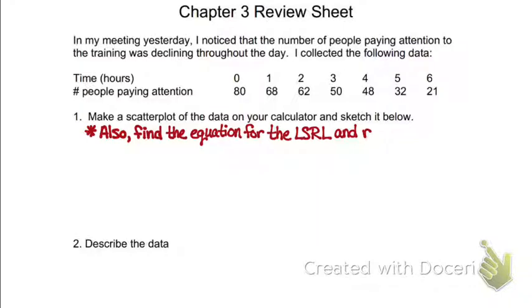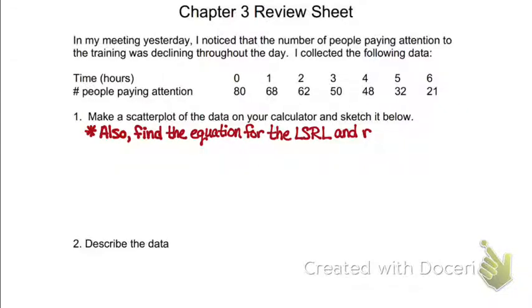In my meeting yesterday, I noticed the number of people paying attention to the training was declining throughout the day. We were all on Zoom, so I couldn't really tell. Here's the data that I collected for hours 0 through 6, so beginning of the conference all the way through hour 6. Number of people paying attention.